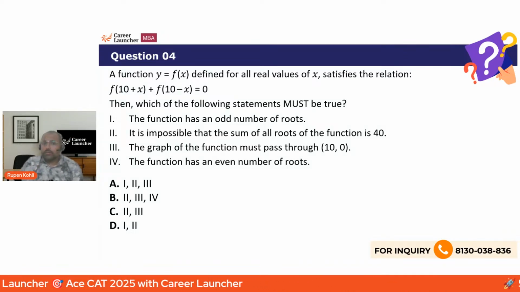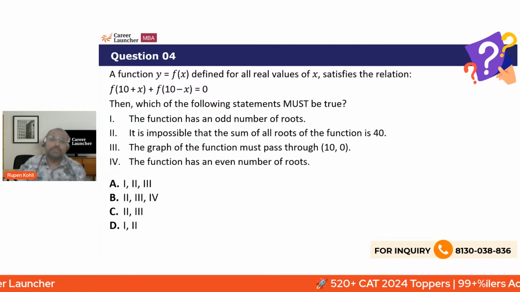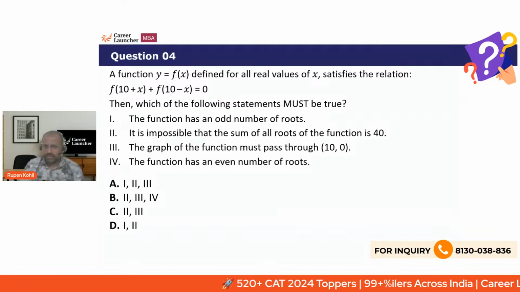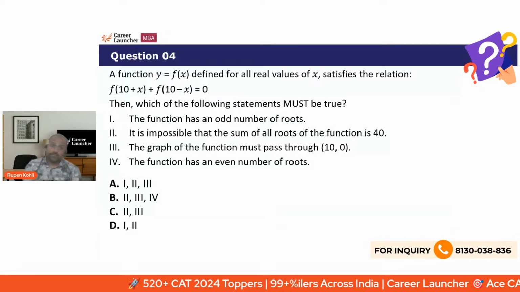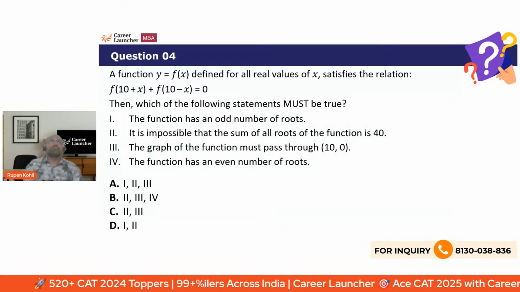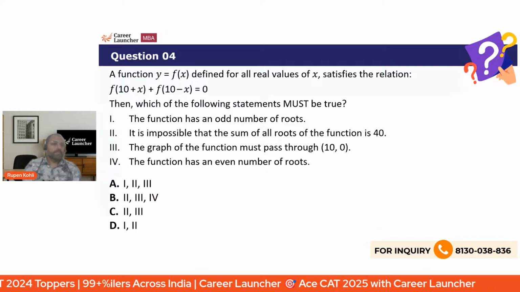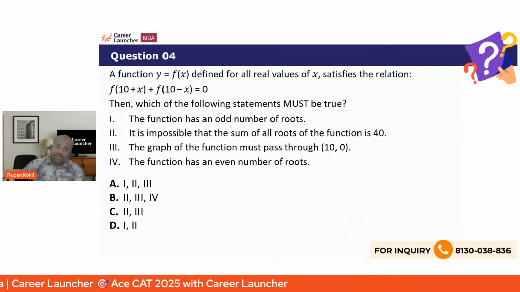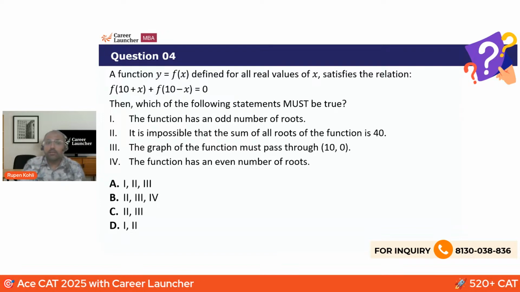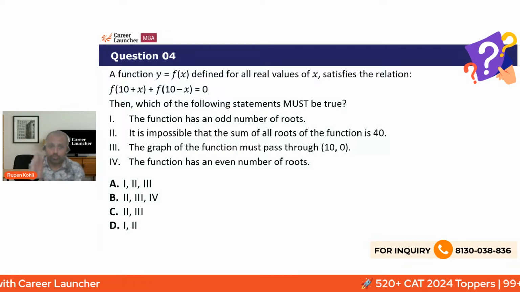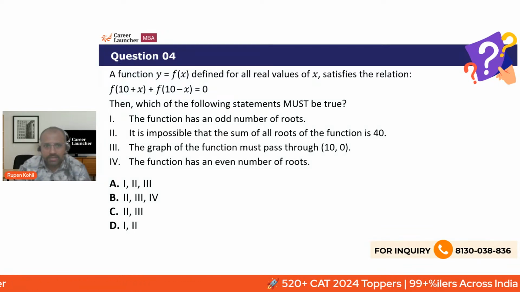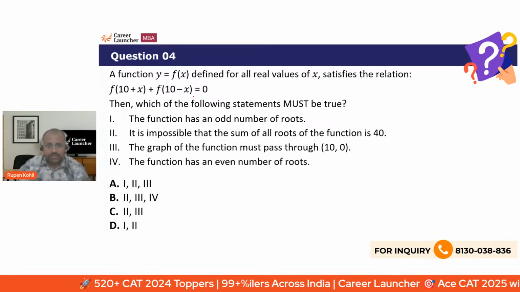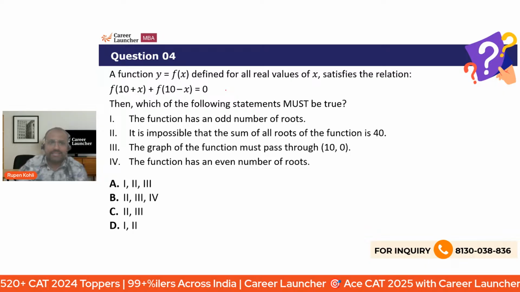A function y equals f of x defined for all real values of x satisfies this relation. So you can see this f of 10 plus x plus f of 10 minus x is 0. Okay, then which of the following statements must be true? There are 4 statements and we have to analyze all 4 of them and conclude which of the following are definitely true. Well, obviously all our attention is on this equation. What does this tell us?